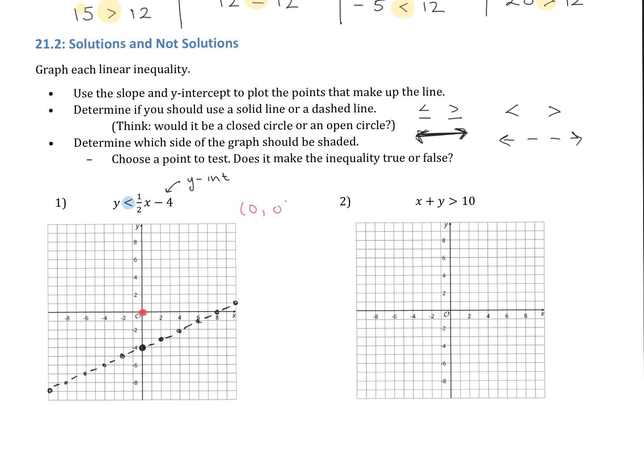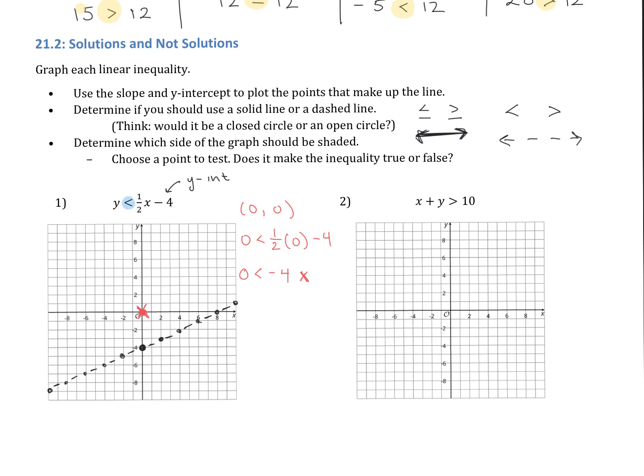So if I plug in 0 where x is, and I plug in 0 where y is, do I get a true statement or a false statement? In this case, let's see, we've got 0 is less than 1/2 times 0, which is 0. 0 minus 4 is negative 4. So is this a true statement? Is 0 less than negative 4? No, that's absolutely not true. This point is not a solution to my inequality.